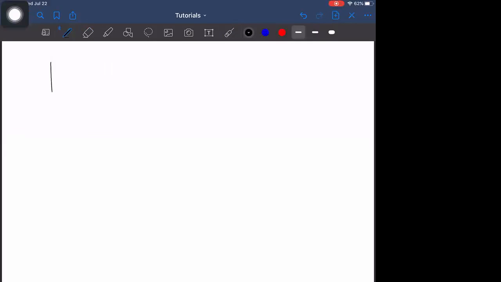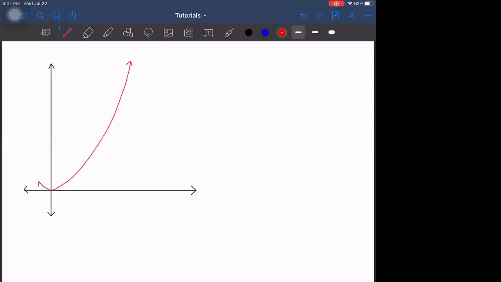Supposing we have the curve, let's say that this is the curve y equals x squared. And I want to find the area bounded by that curve, by this line, supposing that the equation of this line is x equals 4, and the x-axis.